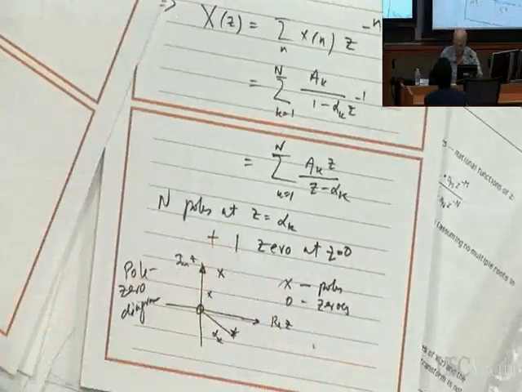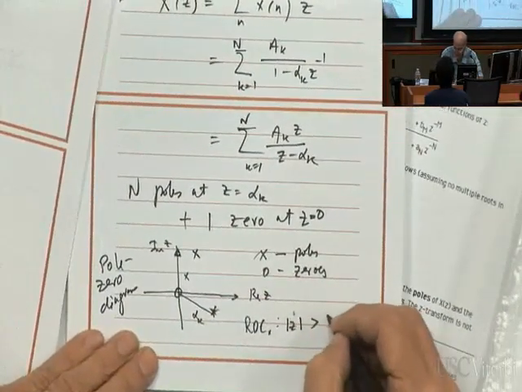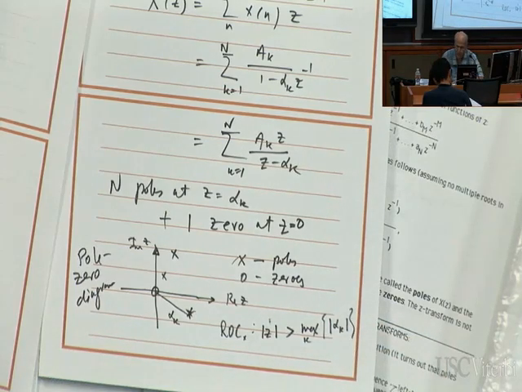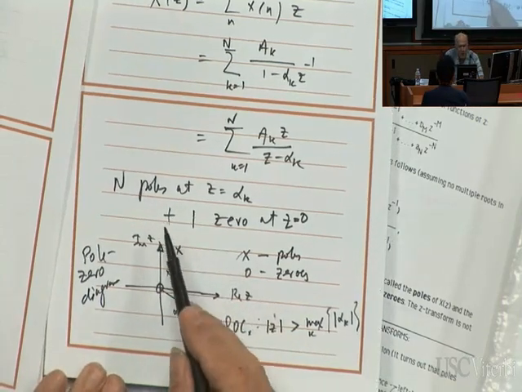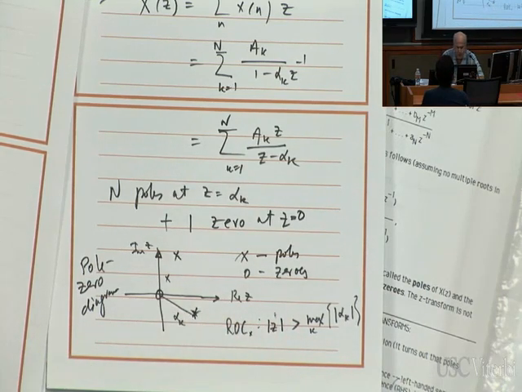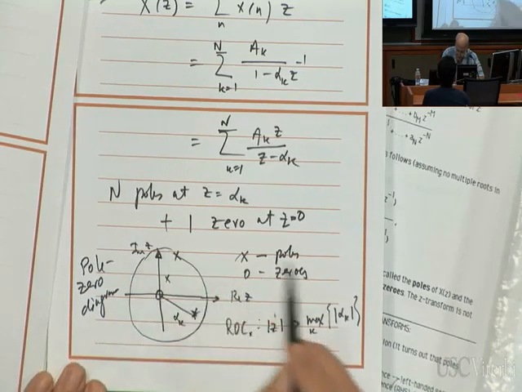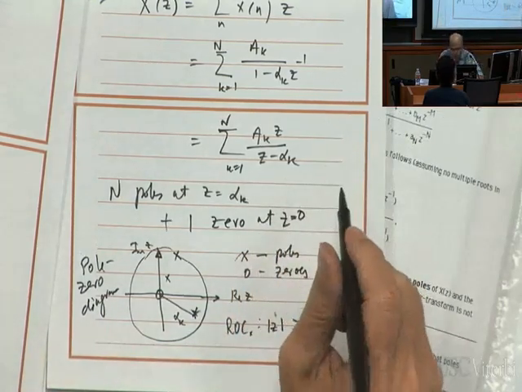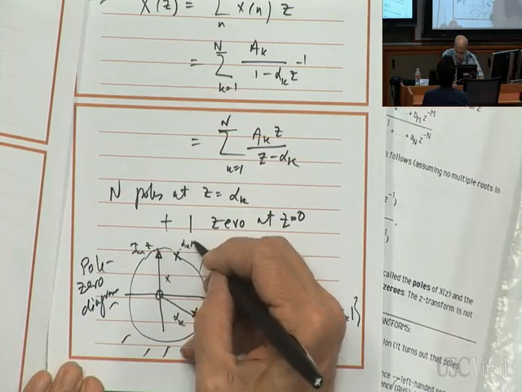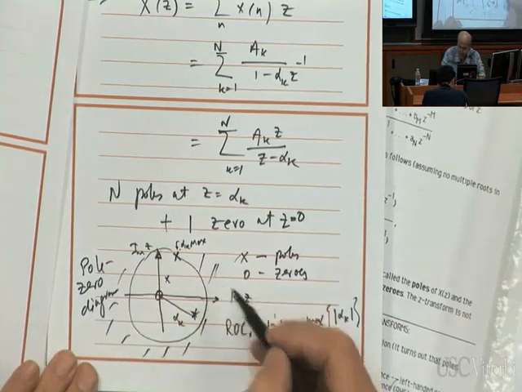So for the general case, clearly, the region of convergence will be the set of z with magnitude greater than the max of all the magnitudes of alpha sub k. That will be the region of convergence, just extending the simple example. If you draw all of your poles, you pick the one whose magnitude is furthest from the origin. Let's say it was this one. Draw a circle with that radius. The region of convergence for a right-sided sequence will be everything outside of that. I'll call that alpha sub k max, the alpha sub k with the largest absolute value.